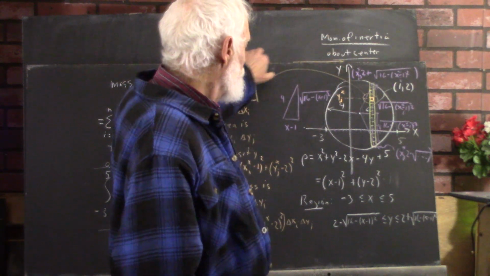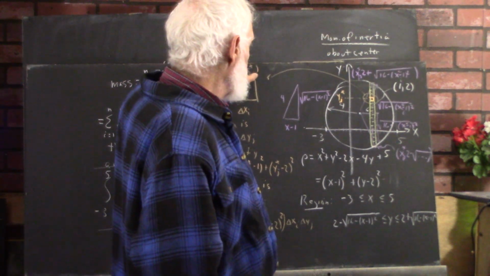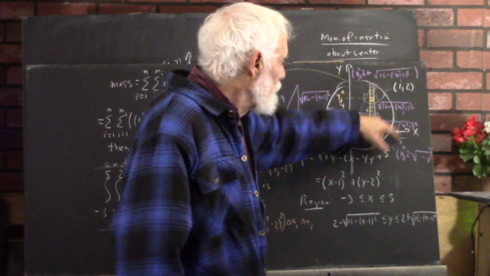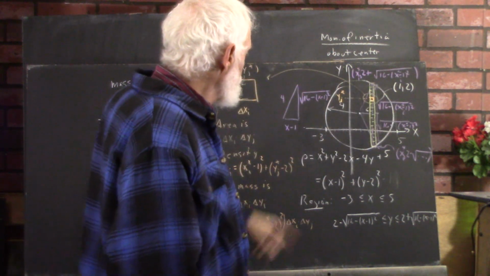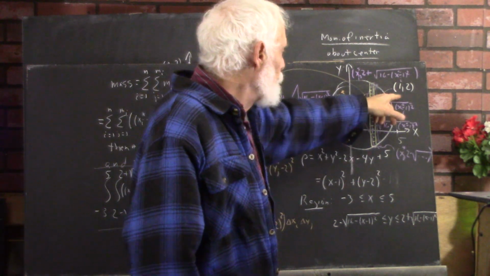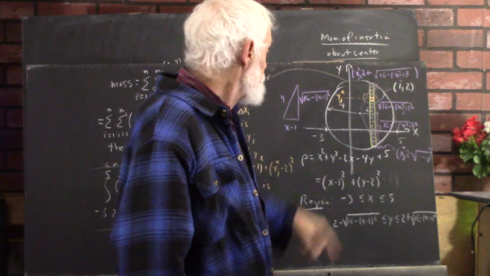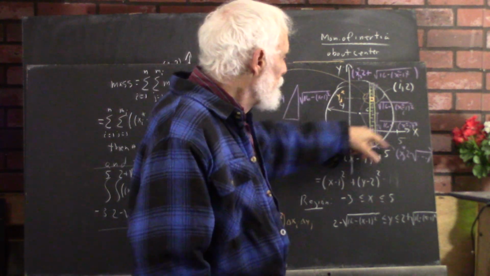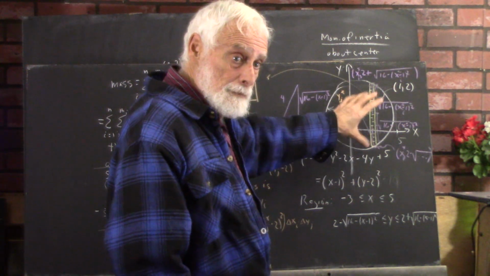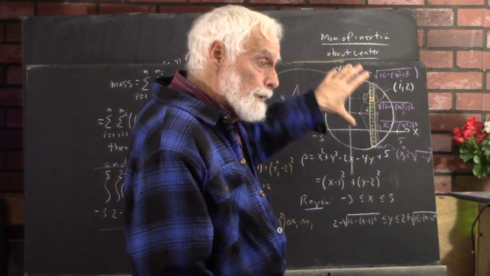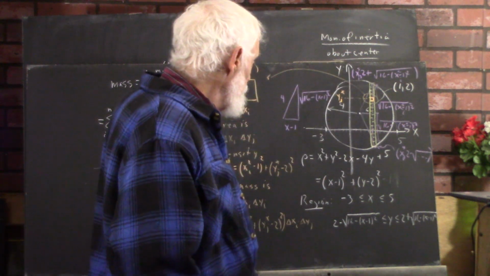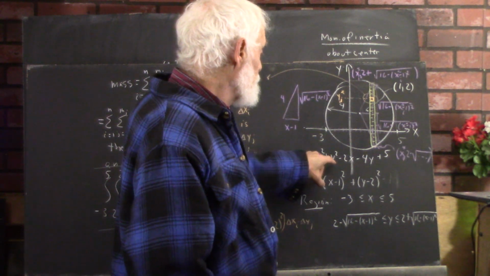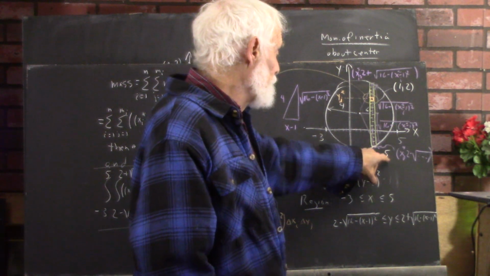You can ignore the thing about moment of inertia, about the center, but we have a circle of radius 4 centered at the point (1, 2). We want to find the mass of a circular lamina of this dimension if the density function is x squared plus y squared minus 2x minus 4y plus 5.